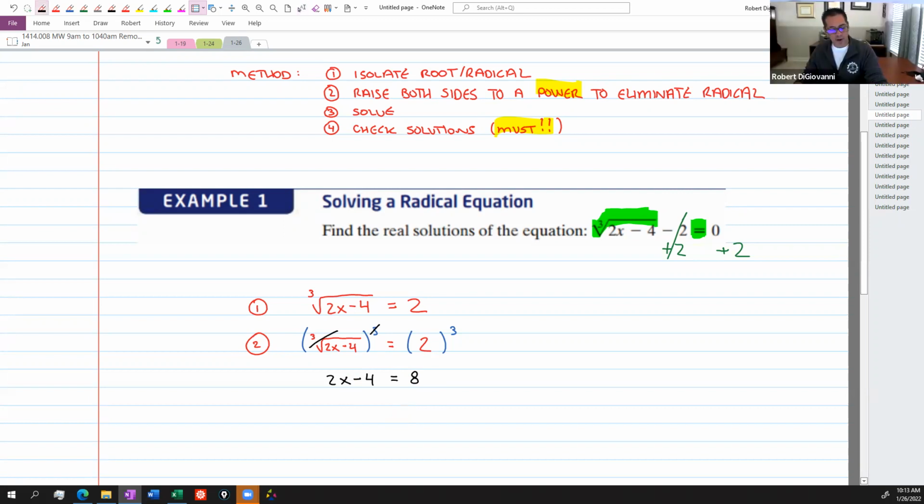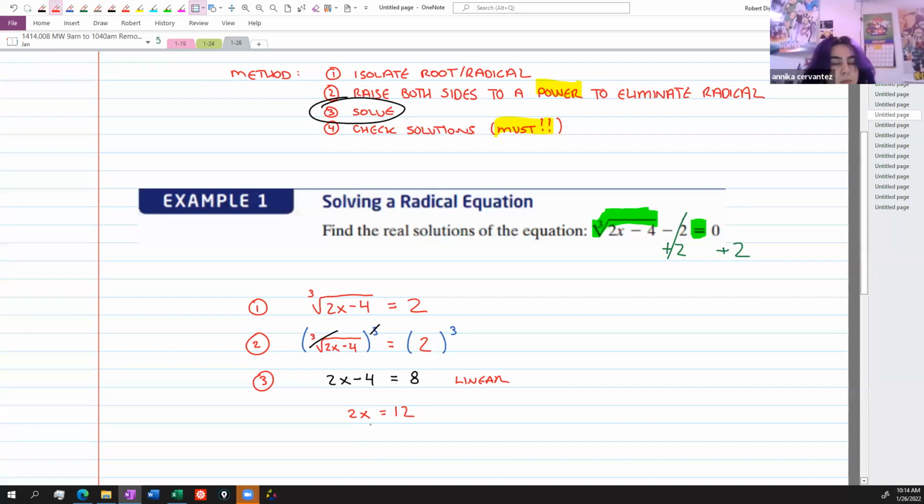So we're on step 3. Step 3 is to solve whatever we have. So for this, I'm going to solve this. I'm just going to put here, this is linear, just to remind you. And so to do linear equations, I just get the x by itself. I'll add 4 to both sides. I'll divide both sides by 2. Make it x is 6.